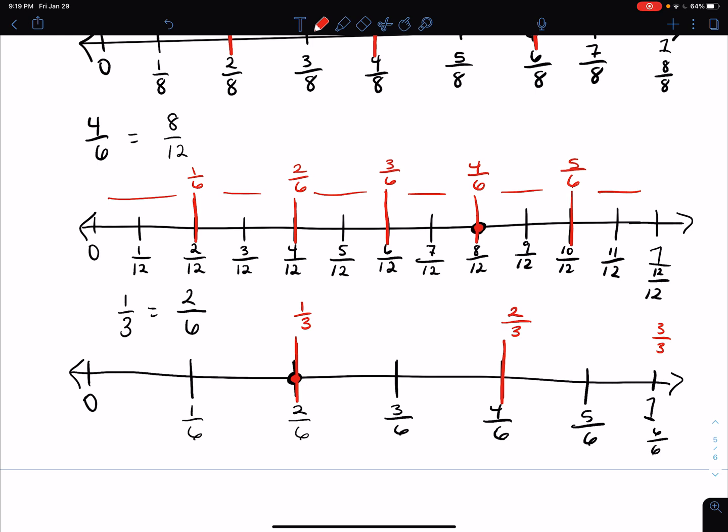Again, doing equivalent fractions on a number line does take some practice, and that's okay. We always need practice. I even can still need practice with them. But do your best to try and get your spacing equal. Your work really needs to be neat when you do this, or it's going to be really hard to read.